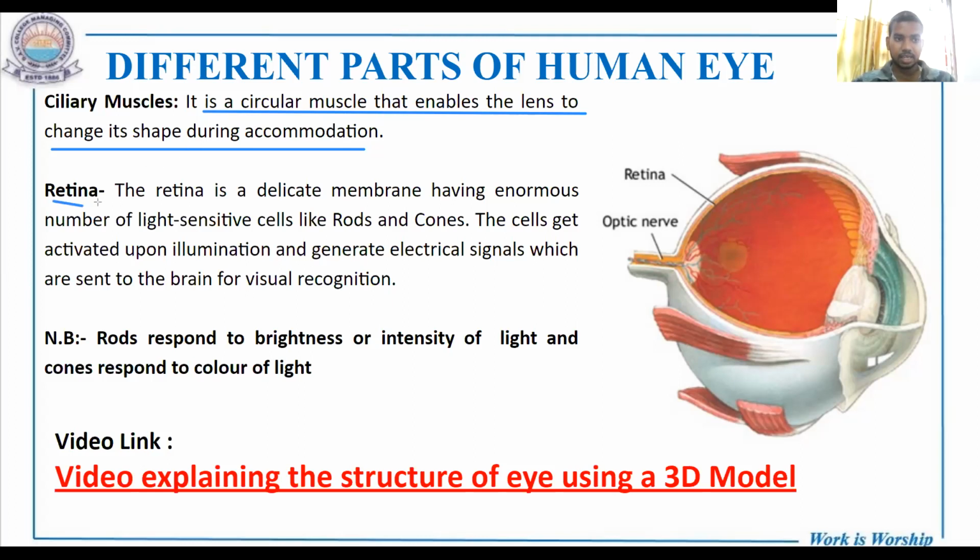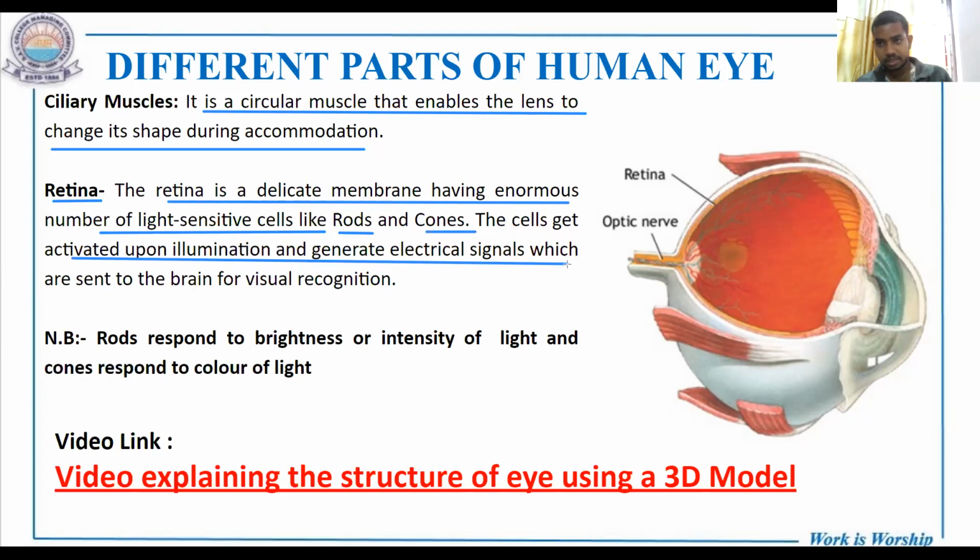Then the retina. The retina is the delicate membrane having an enormous number of light sensitive cells, or photoreceptors, we can say. Photo means light, receptor means that which collects the light: photoreceptors. These are rods and cones. The cells get activated upon illumination and generate electrical signals. Illuminating means light falling and radiating on the surface. Then it generates electrical signals which are sent to the brain for visual recognition.